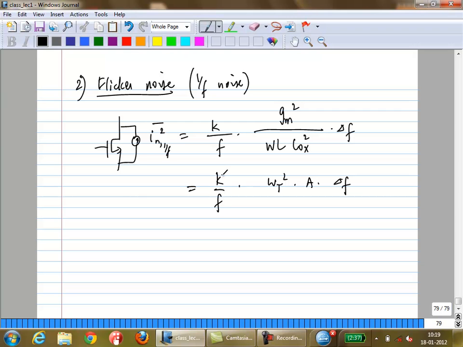Do you want to change GM? If you change GM, you change the gain of the amplifier. So you don't want to change GM. In other words, you want to change W and L. GM depends on W over L. So let us say if you double W and double L, you'll have the same GM, but your area becomes 4 times. So your flicker noise becomes 1/4. So that is what you would do if you want to minimize flicker noise.